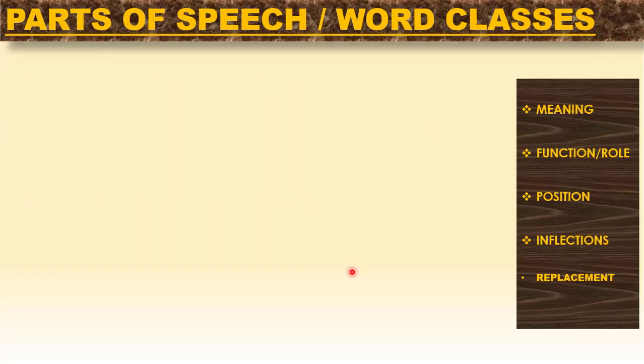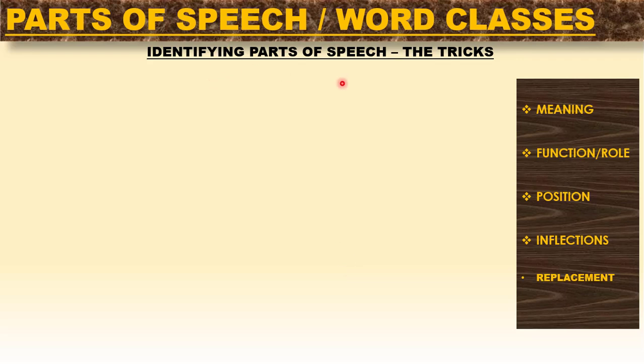Now, the next big question is that how do we identify parts of speech? Let us learn the tricks. To identify a part of speech, you can look at the meaning of the word. Then you ask yourself the function that that word is playing in the sentence. Then you can also observe the position of the word in relation to other words in the sentence. The next one is that you can check to see whether the word has specific inflections. It can be a prefix or a suffix. It can even give you a clue of what word it is. And the last one, which is the most important, is the replacement test.